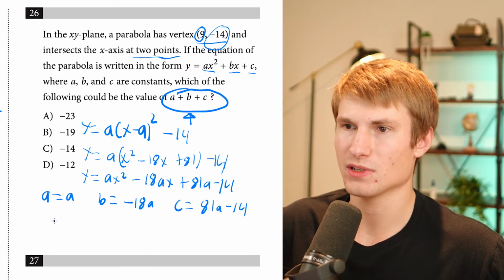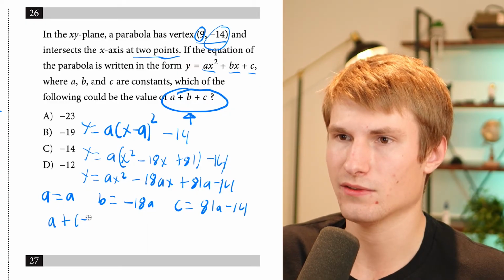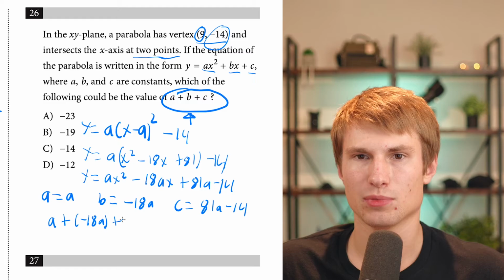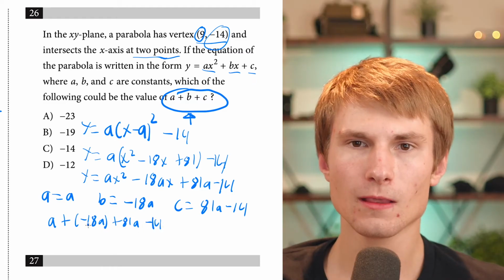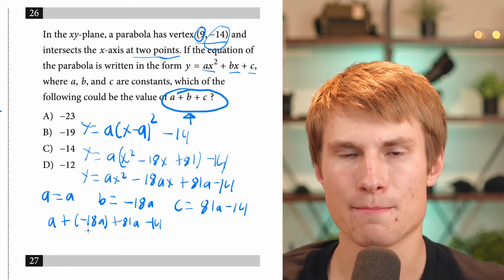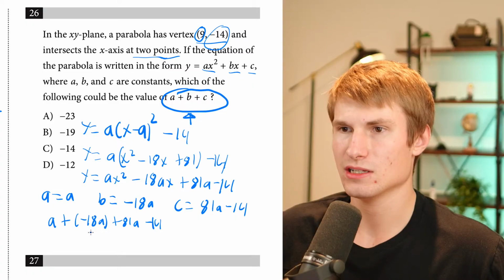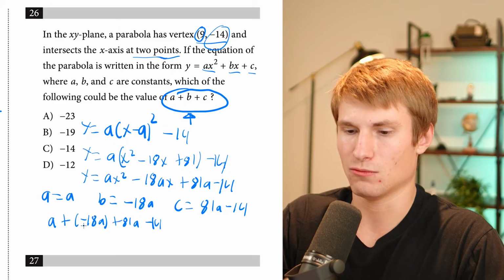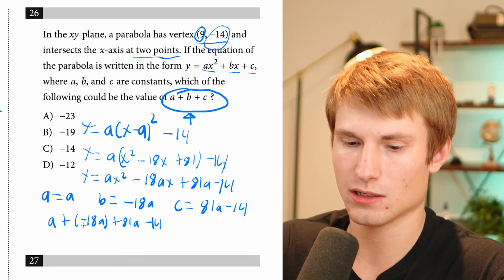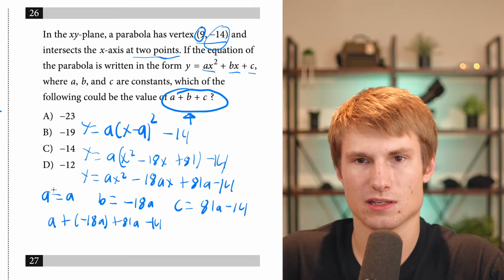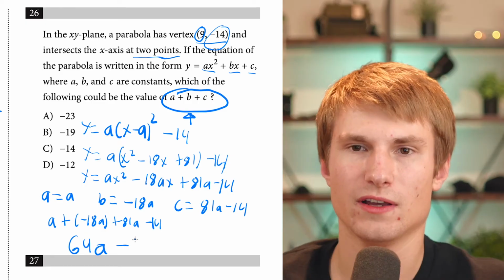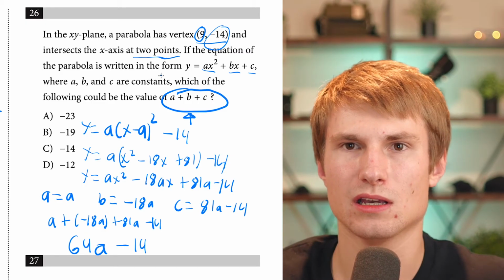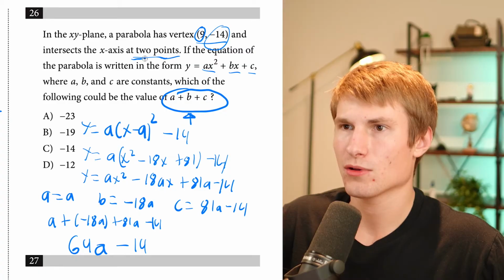From here, we need to sum these, so that'll give us a plus negative 18a, and then plus 81a, and then minus 14. All right, so let's go ahead and start with this a minus 18a. That gets us negative 17a, negative 17a plus 81a. We can quickly put in the calculator, and that will give us a positive 64a. So we have 64a minus 14 is going to be our value here. As we can see, we need to know the value of a, whether it's positive or negative.